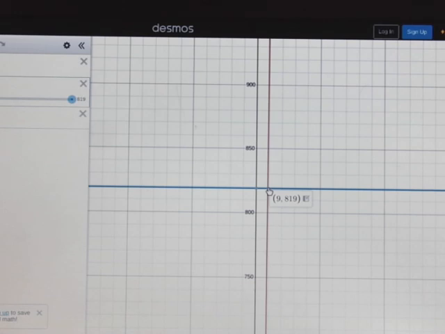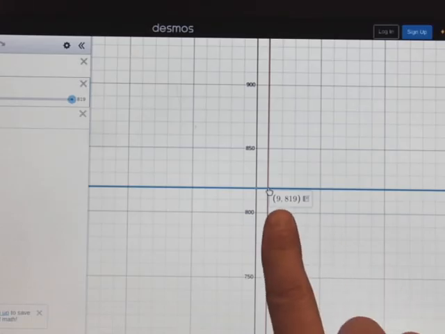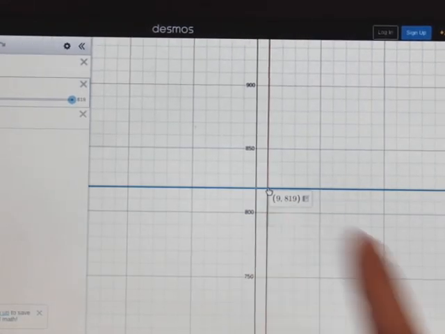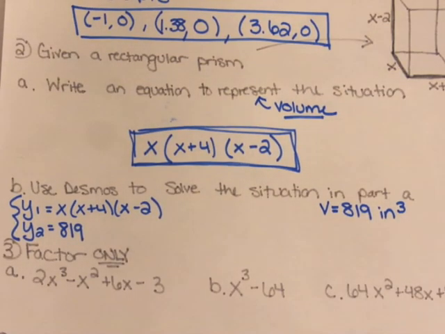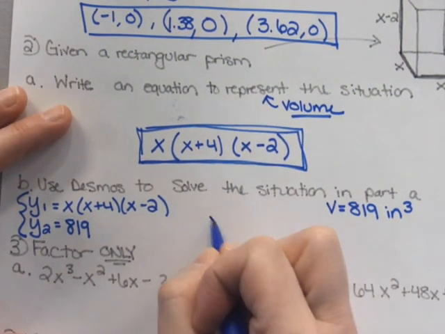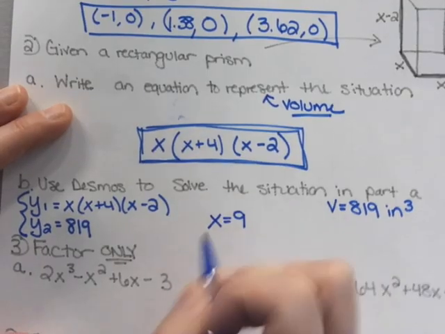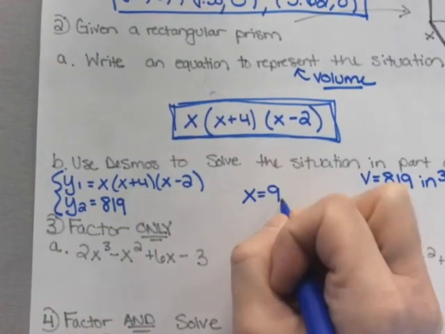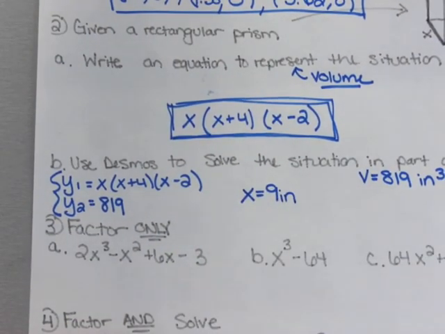So what does my x value have to be? In order for my volume to be 819, what does my x value have to be? 9. So when it asks you to solve, it wants to know what the x value must be. So the x value must be 9 inches.